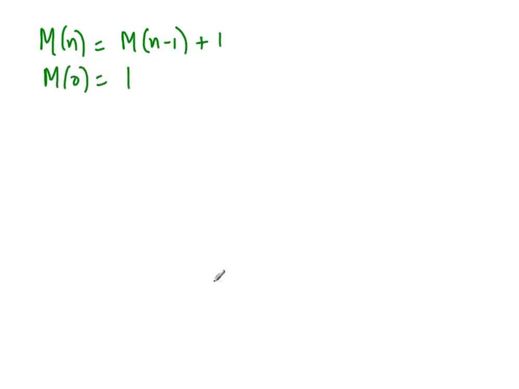So let's write out this recurrence again. We have M of n is equal to M of n minus 1 plus 1, and M of 0 is equal to 1. So how do we solve this? The simplest way to solve this is what is called backward substitution.